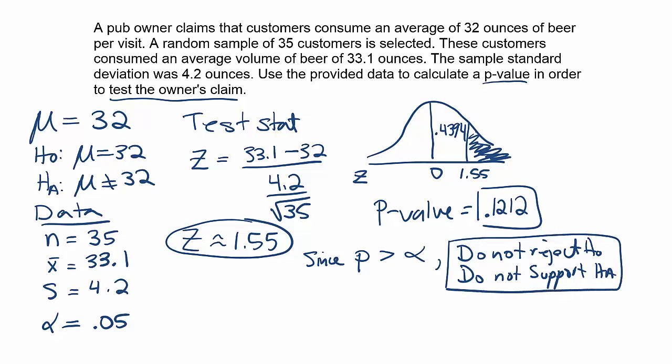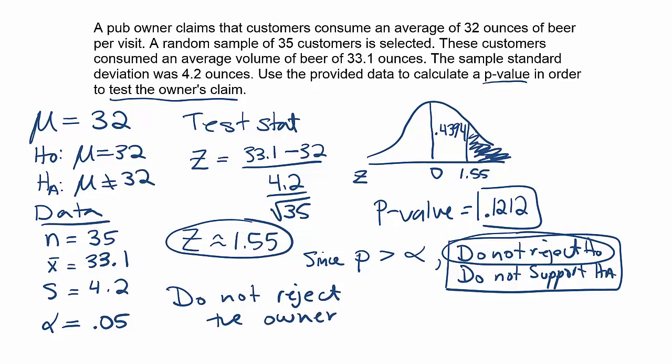Now, which one of these statements should we say in our final wording? Well, since the original claim in this particular problem is the same as the null hypothesis, I think we should say we do not reject the claim. So we'll say here simply, do not reject the owner's claim. You can fill in the details after that if you want, but we're just saying, hey, this pub owner said that the customers consume on average 32 ounces. The sample mean was 33.1. It's very close to 32 ounces, so we're going to go ahead and say that the data does not allow us to reject that owner's claim, so we'll continue to believe the owner is correct about the average customer's consumption of beer.